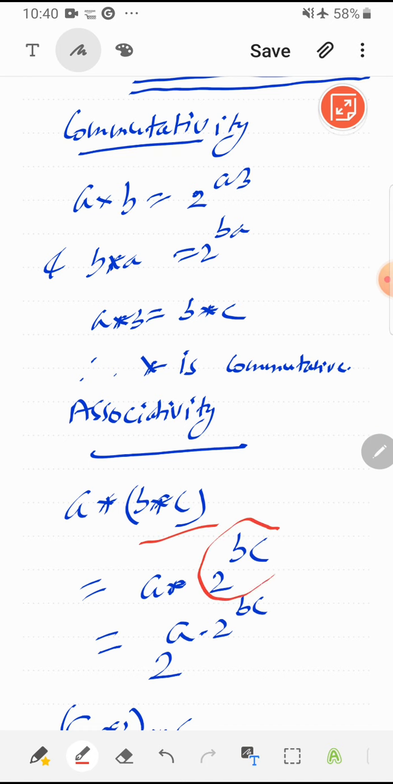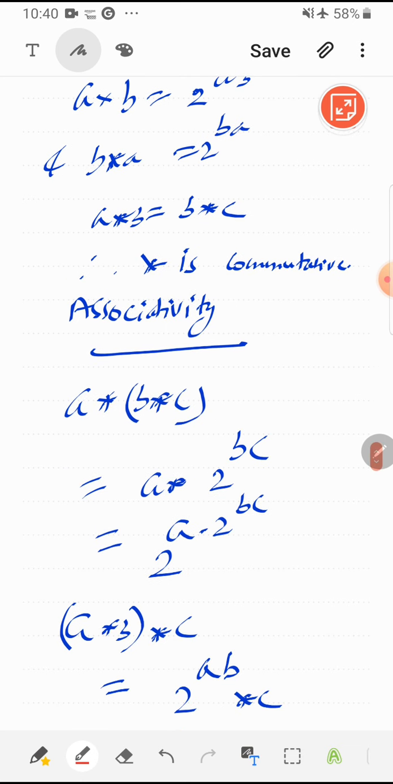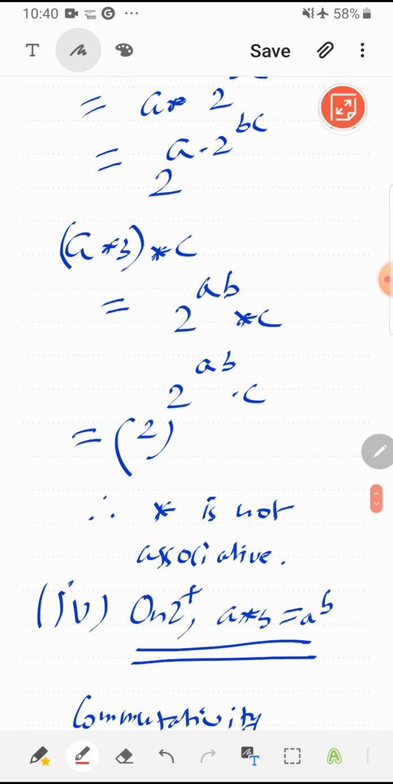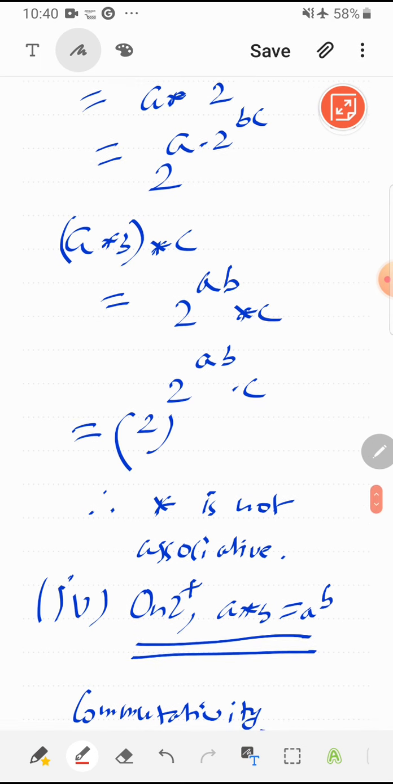Now treat this as the second element. So now what is A star 2 raised to the power BC? It simply means the product of these two. So just symbolically write A into 2 raised to the power BC and make this a power of 2. So 2 raised to the power A into 2 raised to the power BC. Now A star B is 2 raised to the power AB star C, and then it is 2 raised to the power AB into C. You can also prove, because this is not associative, so you can also give any example.